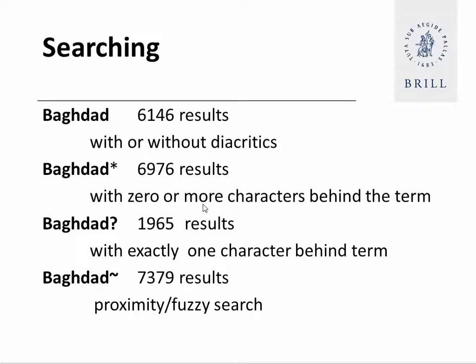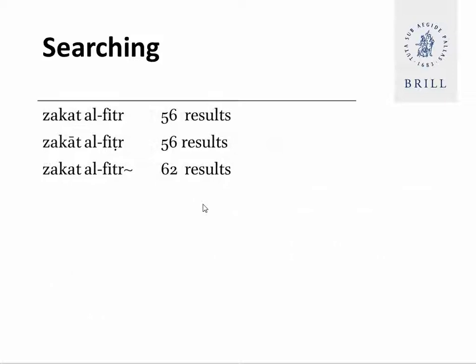Maybe that's not very useful in this case, but let's look at this one, Zakat al-Fitr, without diacritics. You get 56 results. With the diacritics, also 56 results. But with the tilde at the end, you get 62 results. Because maybe in some encyclopedias, or if someone made a typo or has a different way of writing things, then you get those results as well.